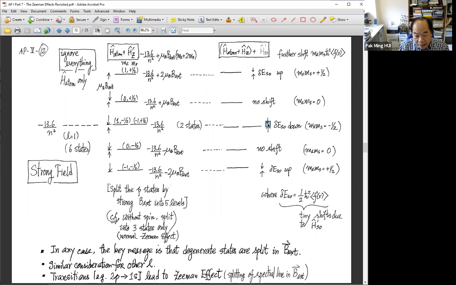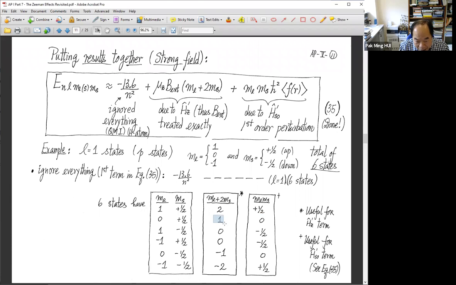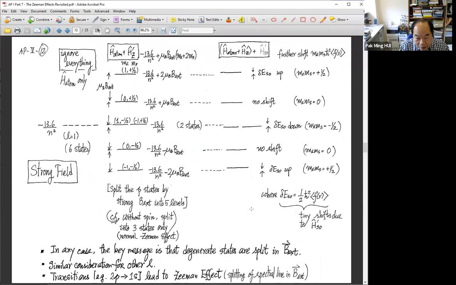Okay. And now for the one that is higher and the one that is lower, the shift will be 0. There will be no shift due to the spin orbit effect. So this is the same, no shift, no shift. Similarly, for the highest one, it will be shifted up and shifted up, okay? What I call delta S spin orbit here is this fixed amount, okay?